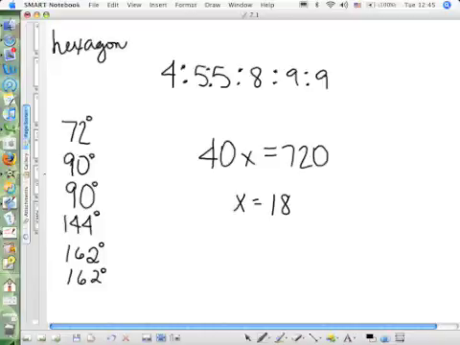All right, for homework, I want you doing numbers 3 through 36. Start with number 3 and work multiples of 3. So, 3, 6, 9, 12.